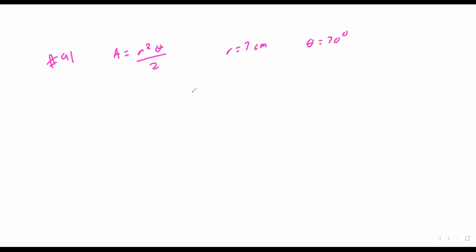All right, so what we're going to do here is just plug things in. So we have area is 7 squared. Theta, we do need to write this in radians. So I'm going to take this and do pi over 180 degrees. We would get approximately, let's see, 70 divided by 180 times our pi, and we would get about 1.22.